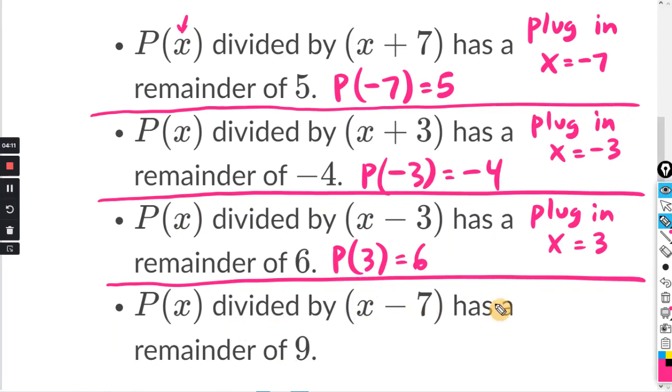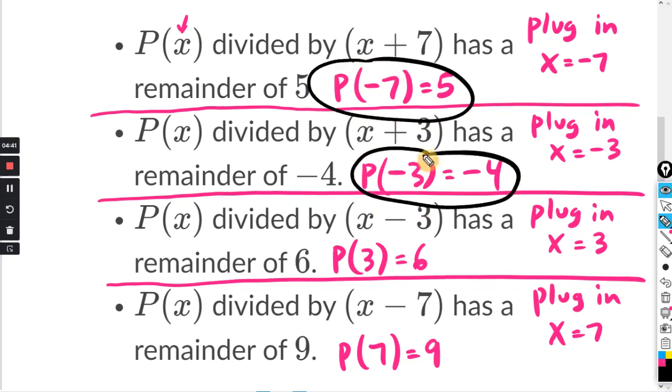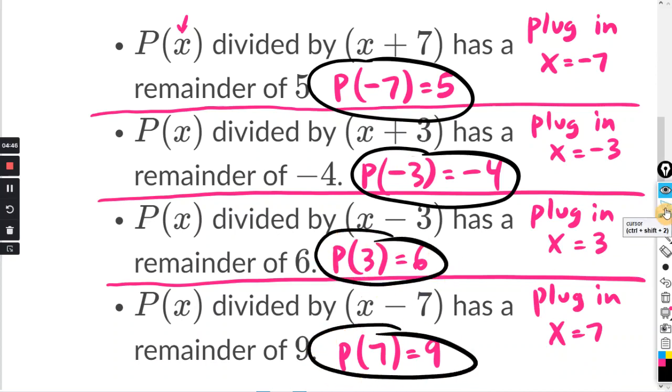Okay, we're dividing by x minus 7. That means we plug in x equals positive 7. You're always changing the sign and then plugging it in. So when we do that, we get a remainder of 9. So P of 7 is going to equal 9. Okay, so all of these, or at least some of them, are useful for our multiple choices, which we're going to get to.